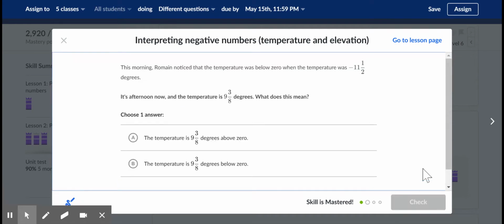For the next question, it says this morning Romain noticed the temperature was below zero when the temperature was negative 11.5 degrees. It's afternoon now and the temperature is 9 3/8 degrees. What does this mean? So if it's below zero when it's negative, then if it's positive, it has to be above zero. So that would be A.